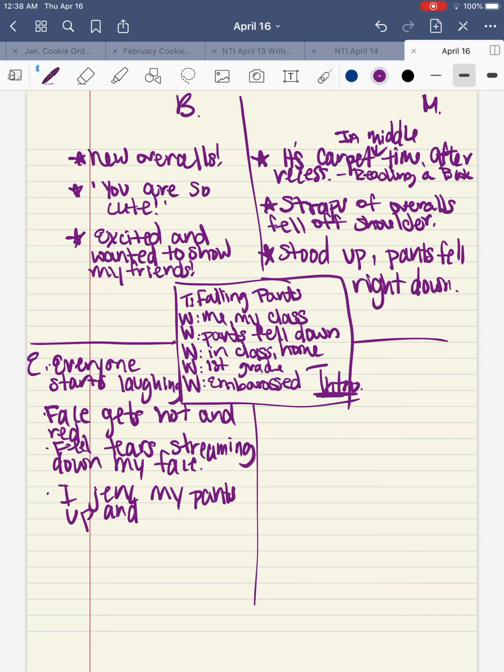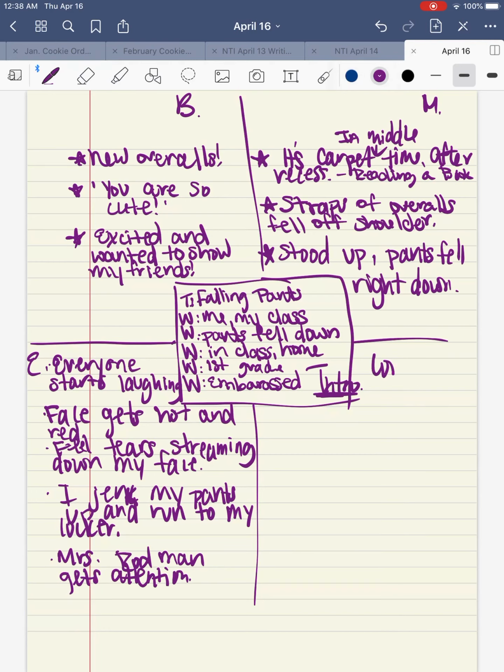And run to my locker, because we had tall green lockers in the first grade. Run to my locker. Okay, because it was kind of to the side of the room and kind of away from everybody. And Miss Rodman tries to get everybody's attention away from me. I get myself together, and that was pretty much at the end of the day. So, my conclusion.